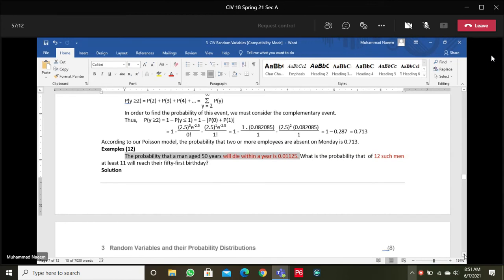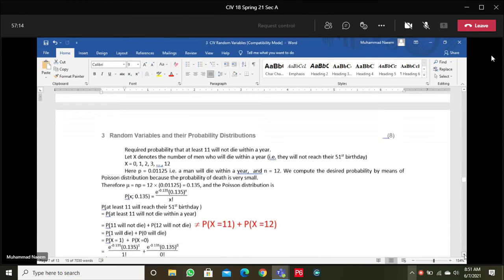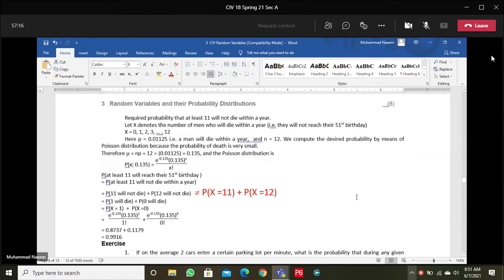I have solved this problem with both the techniques. First, let X denote the number of men who will die within a year. This means they will not reach their 51st birthday. Range is 0 to 12.